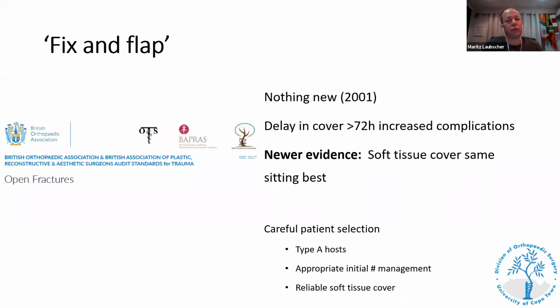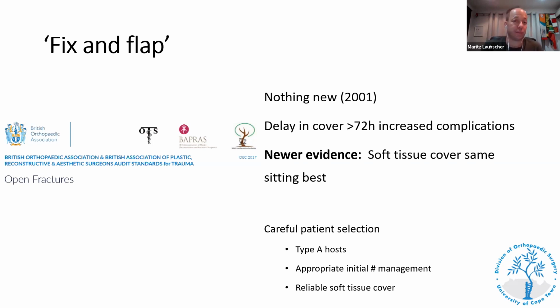So the next, even more aggressive approach beyond just simply nailing lower level open fractures is the so-called fix and flap approach, even though that's something that recently became popular, specifically in the UK. It's nothing new. It was first described in 2001. And initially, importantly, it was described as performing open reduction, internal fixation in open fractures, and getting soft tissue cover within 72 hours. Although the newer evidence shows that the soft tissue cover should be in the same sitting.